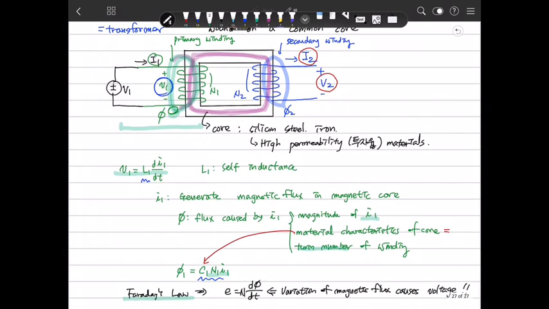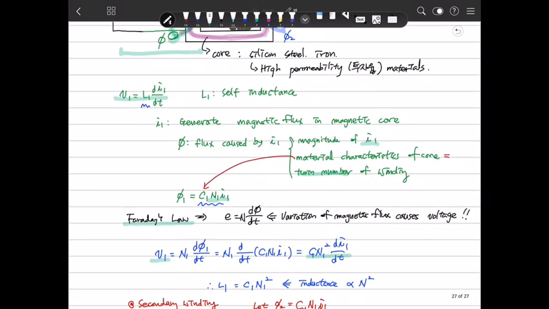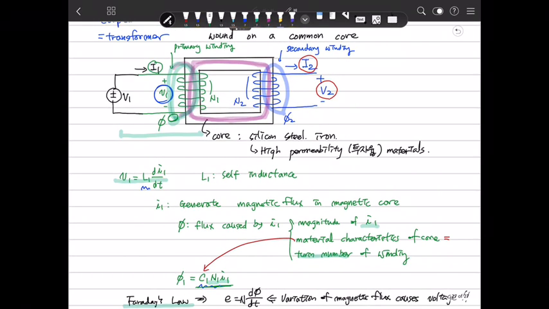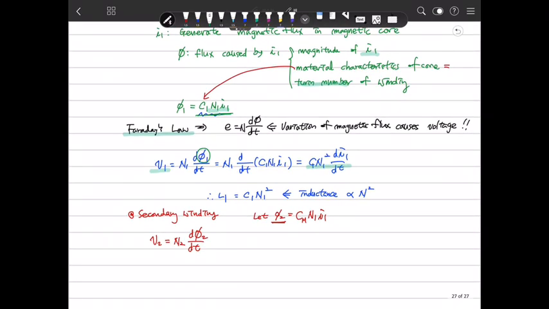The voltage generated in the primary winding is due to phi1, but not all of phi1 is coupled with the secondary winding. So we need to distinguish them. To distinguish the coupled flux, we define Cm. Because N1 and I1 are fixed values, we define Cm. So Cm means the characteristic of the core.